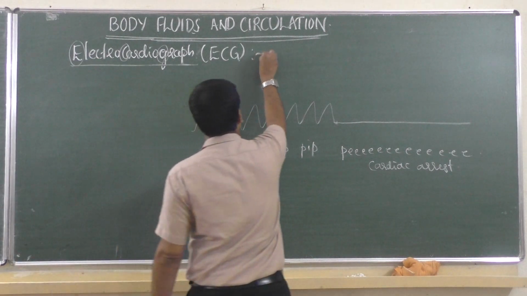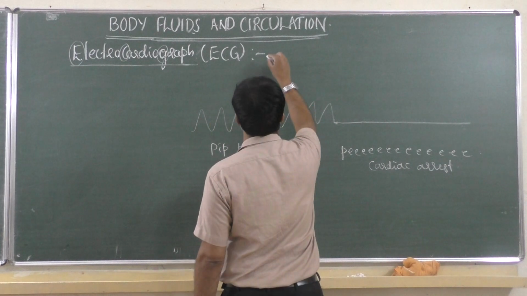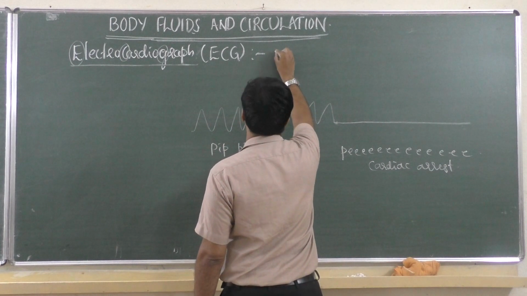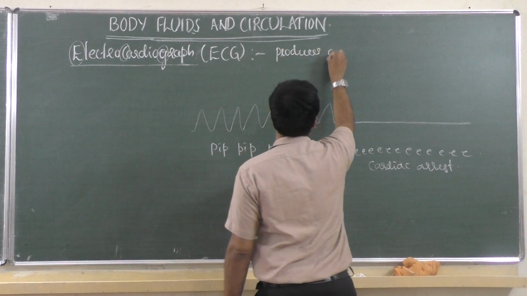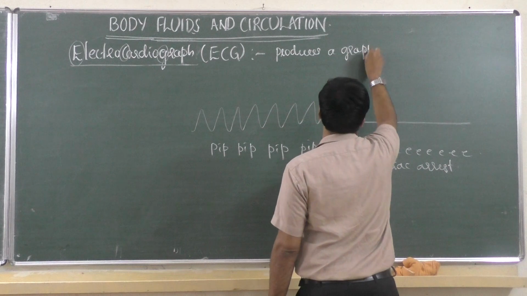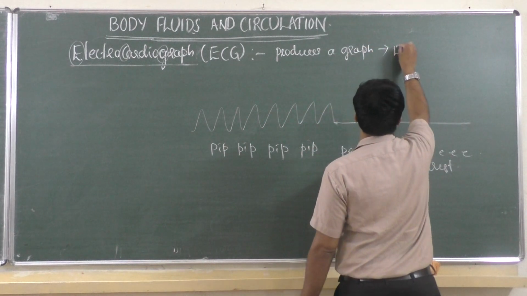So the electrocardiograph is a machine which produces a graph. That graph is called the electrocardiogram.